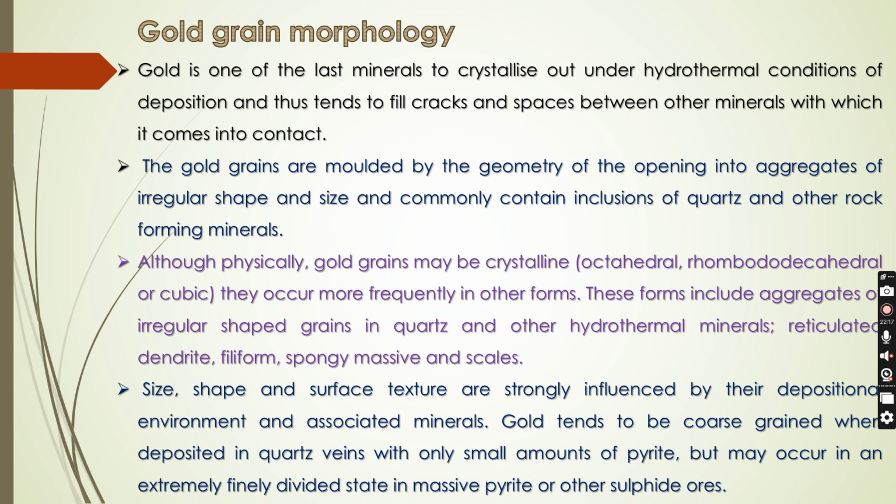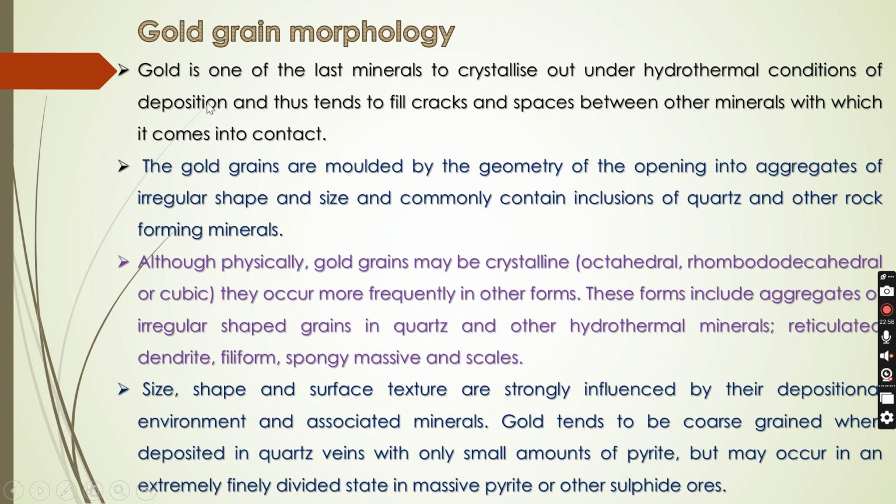Now, gold grain morphology. This is also very important for exploration geologists working in the field exploring gold, because gold is one of the last minerals to crystallize out under hydrothermal conditions. I am not talking about magmatic conditions. In magmatic conditions, it will crystallize from the melt at a solidification point of about 1000 degrees Celsius. But here I am talking about hydrothermal conditions, where it is one of the last minerals to be separated out.